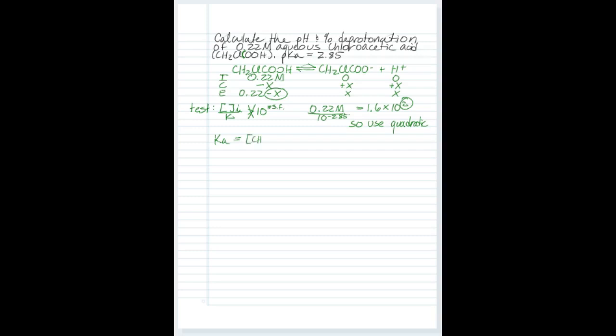Which is CH2ClCOO minus times H plus. They're all raised to the power of 1 since they have a stoichiometric value of 1, over my concentration of CH2ClCOOH at equilibrium. Okay, so these are all equilibrium values. So I need to read my equilibrium line of my table to put all these values in.